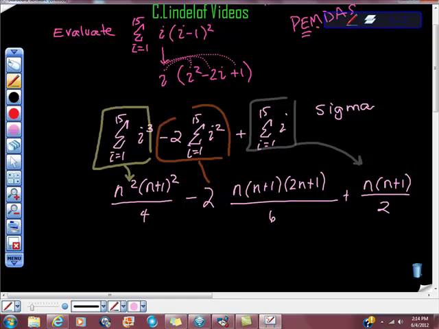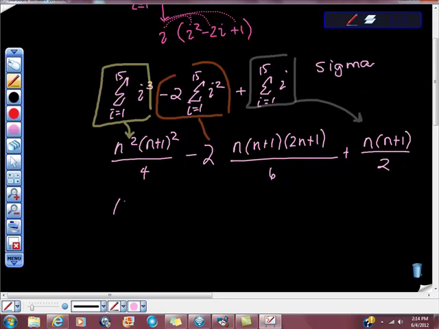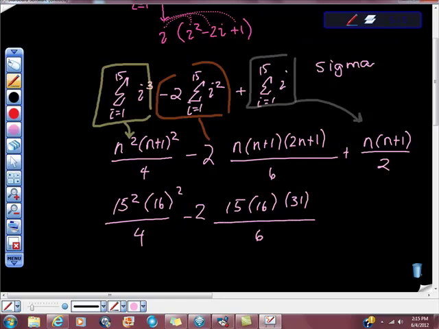This n is 15, so we'd have 15 squared times 16 squared, right? 15 plus 1 is 16. This is this over 4, minus this 2. n is 15. Then it says 15 plus 1, which is 16. Then it says 2 times 15, which is 30, plus 1 is 31, isn't it? All over 6, plus 15 here, because n is 15. We know that because it says n is 15 up here. And 15 plus 1 is 16, and so on.